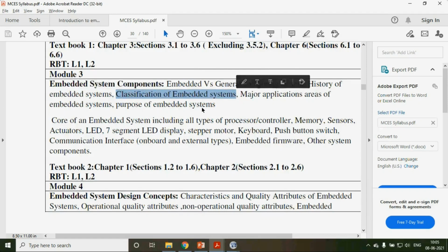Classification of embedded systems: we have done classification based on 4 criteria, right? Based on the generation, there is first generation, second generation, third generation. So there are 4 types of classification. Within each classification, again there are different types of embedded system.